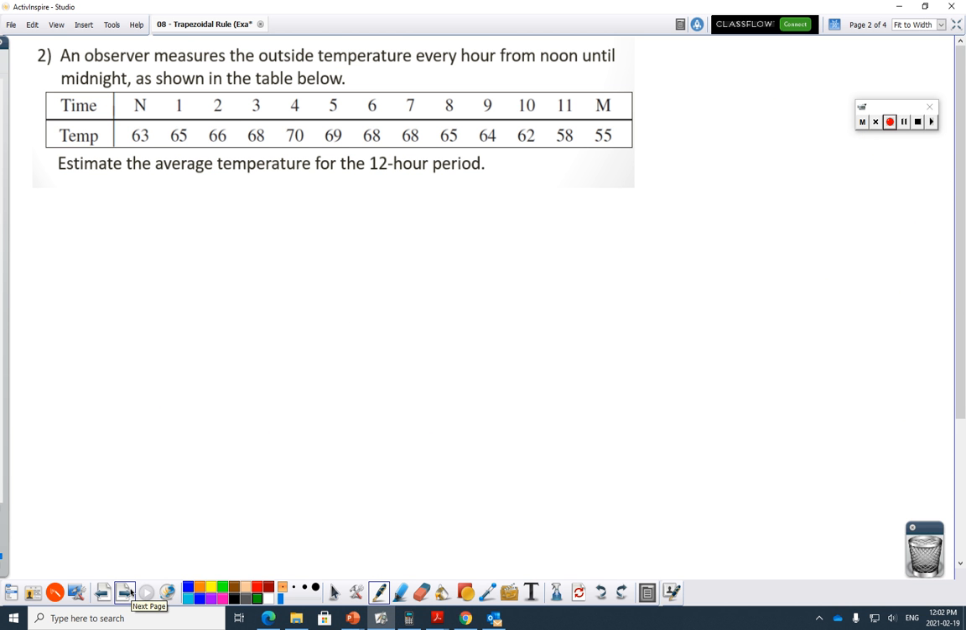An observer measures the outside temperature every hour from noon until midnight, as shown in the table below. Estimate the average temperature for the 12-hour period. So to do this, what I'm going to do is h over 2 times y0 plus 2y1 plus 2y2 plus all the way along, and then I want the 11th one, and then the 12th one.